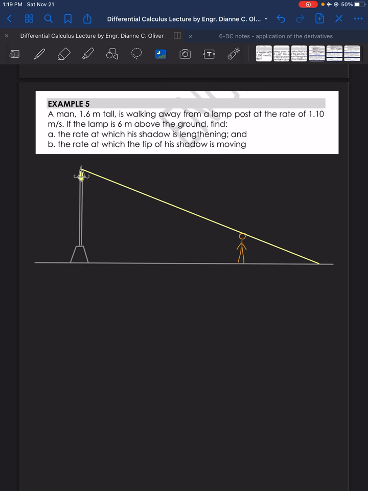So here is our drawing. This man here is 1.6 meters tall, and the lamp post is 6 meters from the ground surface. Okay, so 6 meters. And the man is walking away from the lamp post at the rate of 1.10 meters per second.